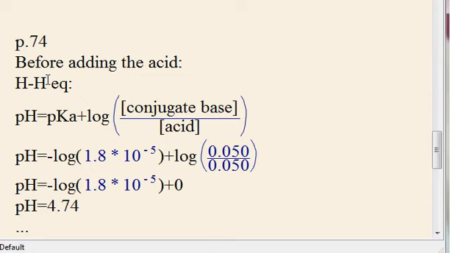You can use the Henderson-Hasselbalch equation because it's a buffer, so you can avoid an ice table. So I used it here, and I got the Ka from a table, and these conjugate base and acid concentrations are given in the problem. You get 0 here, as it turns out, and so the pH equals 4.74, which interestingly is equal to the pKa.